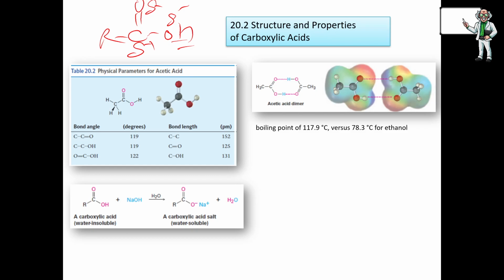If someone asks why they are more acidic, it's because in the conjugate base, this is the conjugate base, we can do this stabilization. We can move these electrons here, and we have this other resonance form. That means it stabilizes the conjugate base and makes this compound more acidic. Right? Okay.